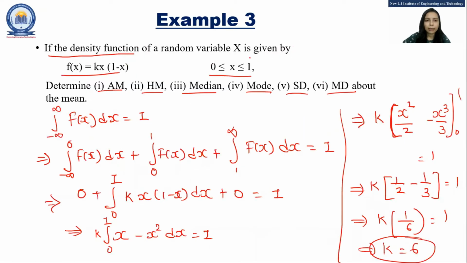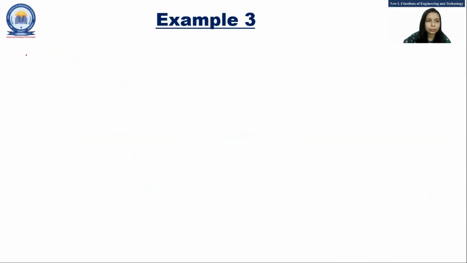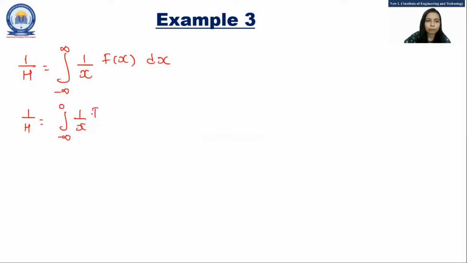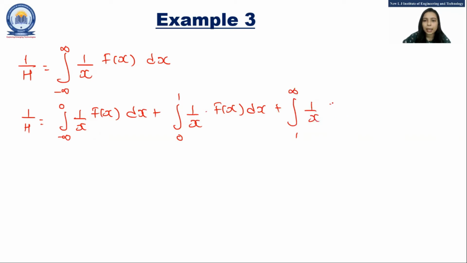Now the next thing that we have to find is HM. So 1 by h is integration from minus infinity to infinity 1 upon x f of x dx. So 1 by h is equal to minus infinity to 0, 1 by x f of x dx plus integration from 0 to 1, 1 by x into f of x dx plus integration from 1 to infinity, 1 by x f of x dx.